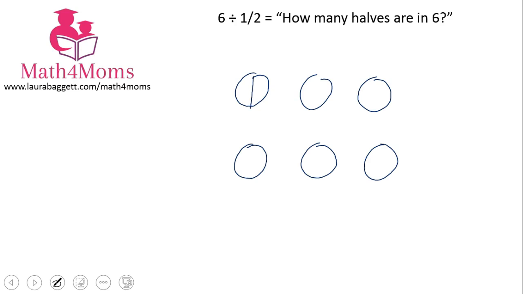Well, if we divide each of these objects in half, then we have 1, 2 halves per object. So we're going to end up with 12 total halves. So the answer, how many halves are in 6? Well, there are 12 halves in 6. So we would expect that 6 divided by 1/2 is equal to 12.